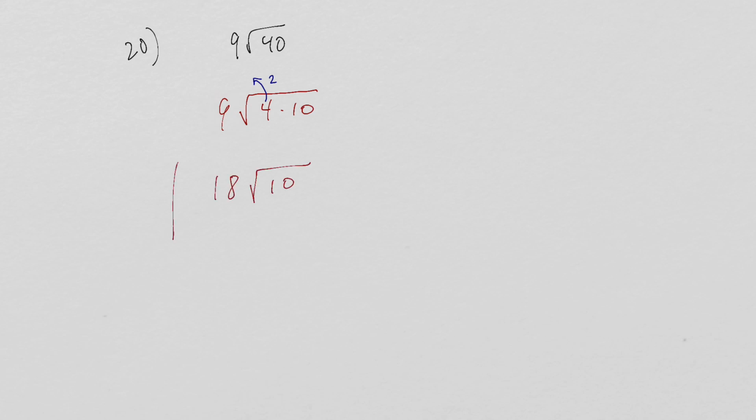Number 20 is 9 root 40. So we'll rewrite this as 9 times the square root. 40 can be written as 4 times 10. We'll take out the 4 by square rooting it and we'll get 2. This 2 is going to multiply with the 9 on the outside and give us 18. And we're left with the square root of 10 on the inside.